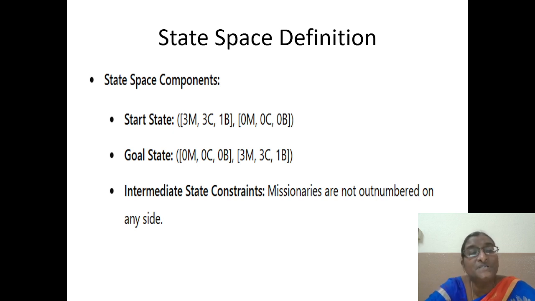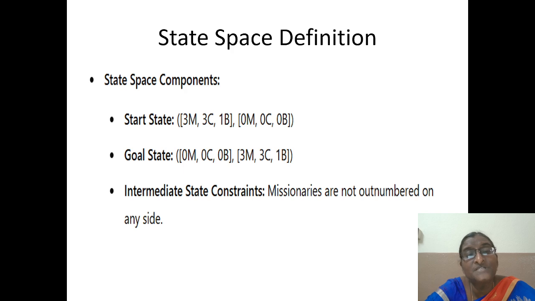Coming to the definition, here we can just mention the start state, goal state, and intermediate state constraints for the missionaries and cannibals problem. Here, let me tell you, M means missionary, C means cannibal, B means boat. And 2 coordinates are there. One is the left coordinate, the other one is the right coordinate. So in the start state on the left bank, we'll be having 3 missionaries, 3 cannibals, and 1 boat.